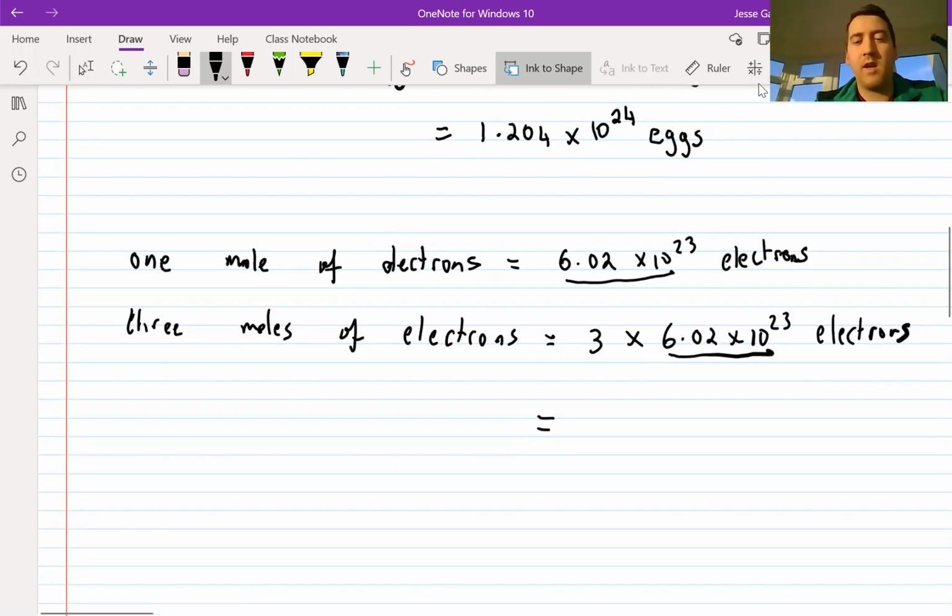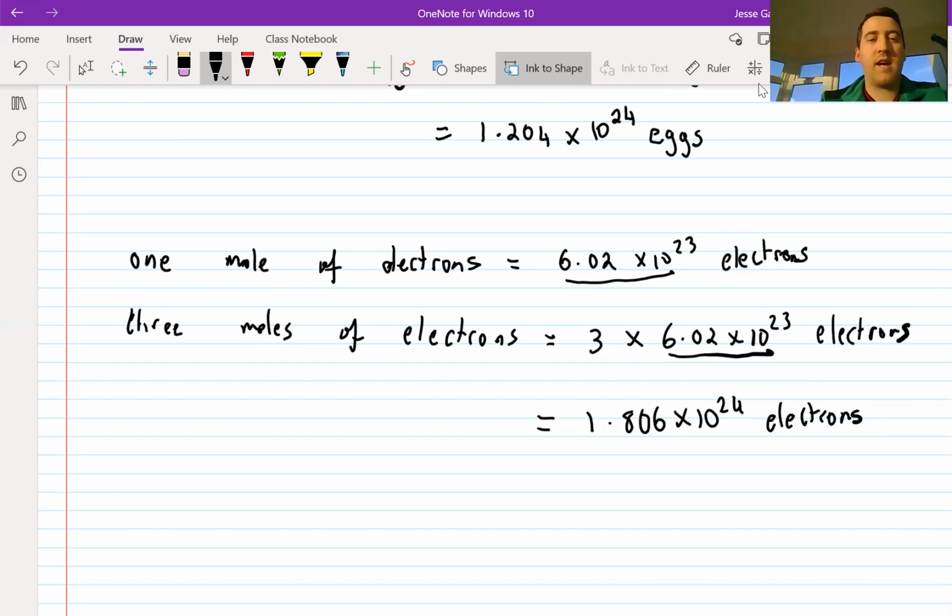Okay, I'm hoping that you got this: 1.806 by 10 to the power of 24 electrons. Now, if you're not getting this number, you're doing something wrong on the calculator. So go back in the video where I talked about how to put the number into the calculator and watch that bit again and try it again till you get this answer. If you're not, that means you're doing something wrong on the calculator.